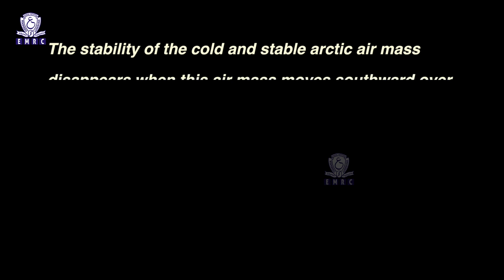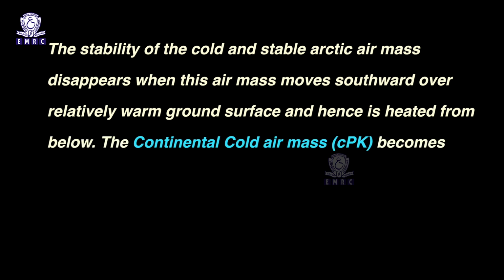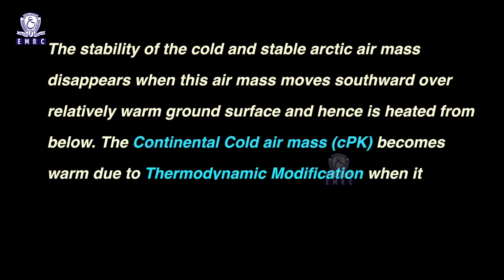The stability of the cold and stable Arctic air mass disappears when this air mass moves southward over relatively warm ground surface and hence is heated from below. The continental cold air mass becomes warm due to thermodynamic modification when it moves over the ocean.